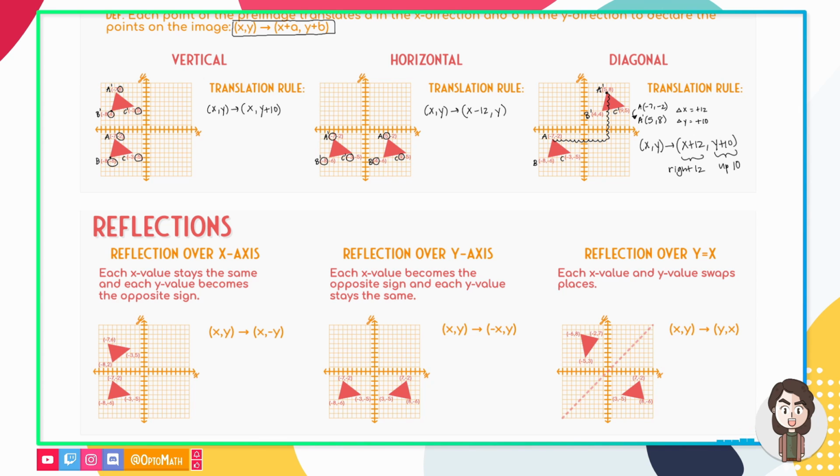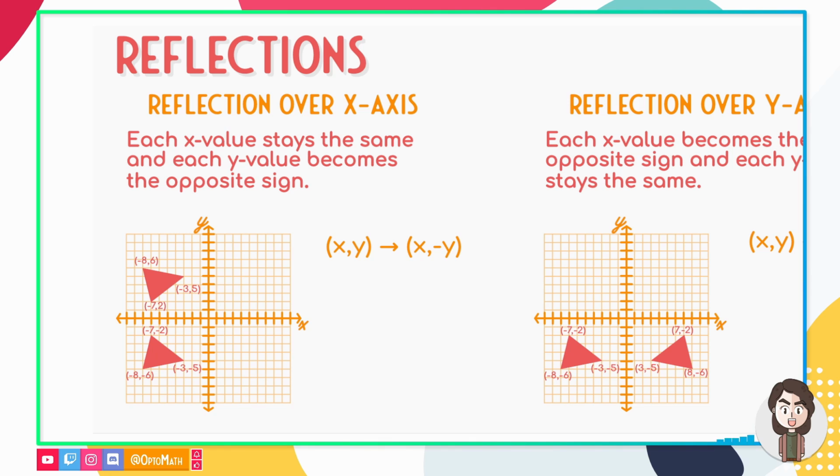A reflection over the x-axis, y-axis, and the line y equals x, which is just a line, so a linear function of slope 1 and y-intercept 0, and that's dotted in our third picture. Next we have reflections. Starting off with our reflection over the x-axis, each x value stays the same and each y value becomes the opposite sign, which we can see here in our reflection statement.